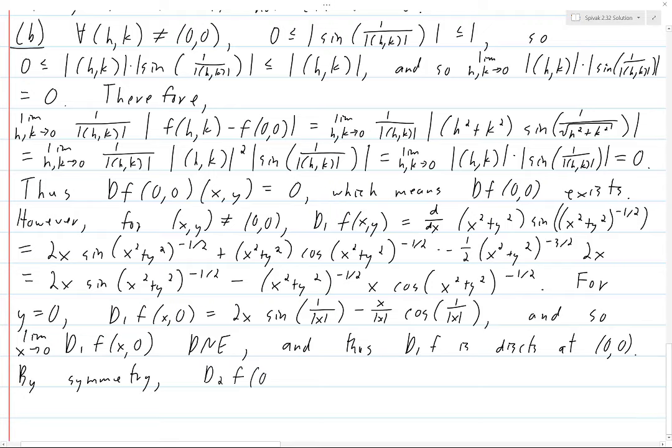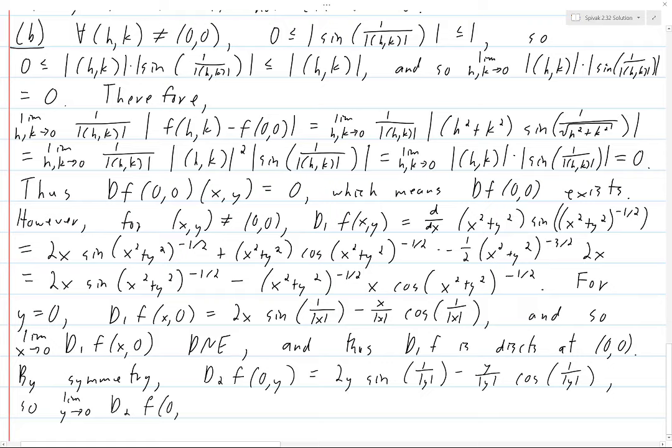d2 f of 0y, we're going to get 2y sine 1 over the norm of y minus y over the norm of y cosine of 1 over the norm of y. So the limit as y approaches 0 of d2 f of 0y does not exist. So d2f is discontinuous at the origin. Okay, so there we go.